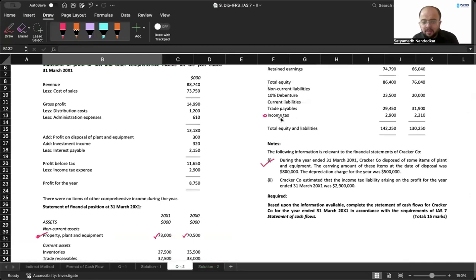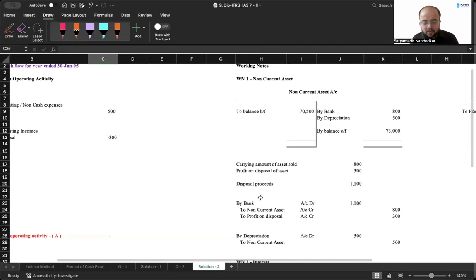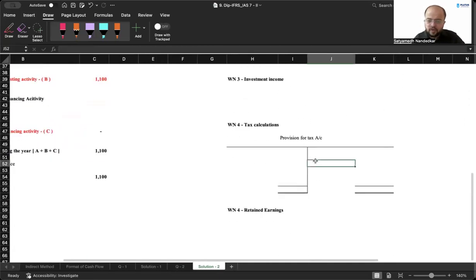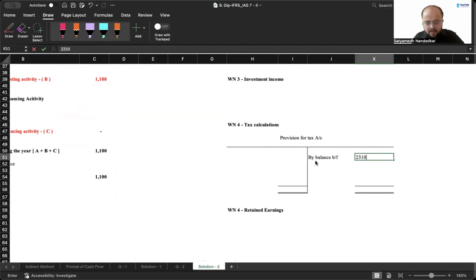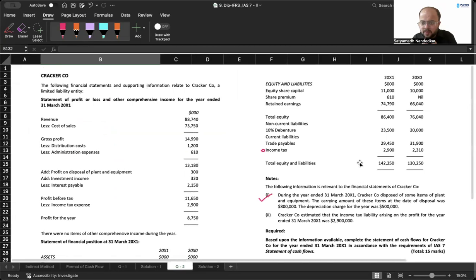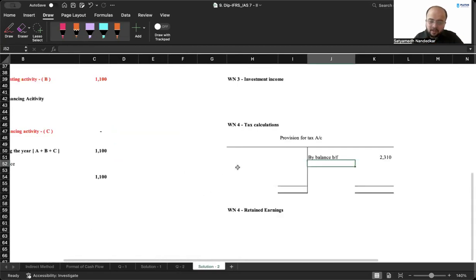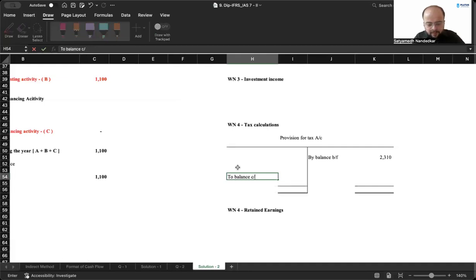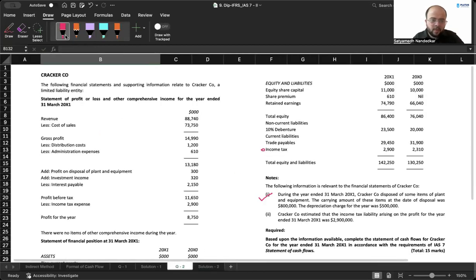Now, income tax. Opening payable 2310. Provision for income tax: opening credit balance on the credit side, by balance brought forward 2310. And closing balance 2900. Closing credit balance on the debit side, to balance carried forward, how much? 2900. You have posted the balances of income tax provision or income tax payable.